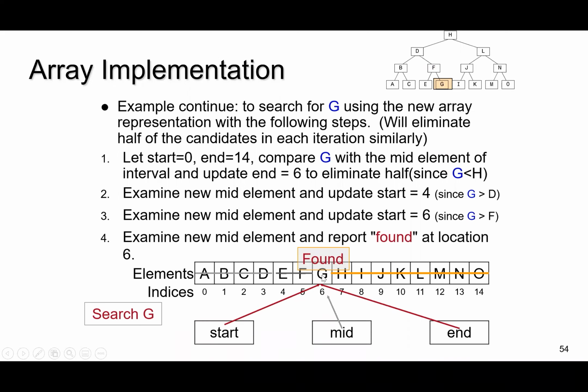When you get your new mid, you compare with your target. You find that, oh, G, finally I found my target value. It's at index 6, and you return 6, the index where G exists in the array. So you see, this is how we perform binary search. It's very similar to how you search in the BST just now. Just like here you search in the tree, but this one, all your data is stored in the array. So this is how we perform binary search in the array.